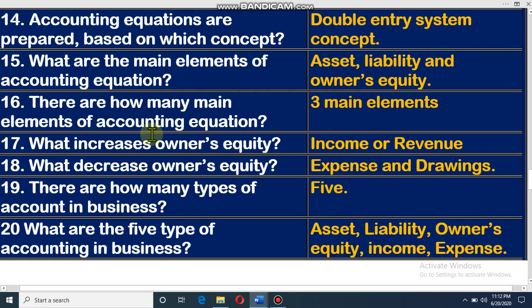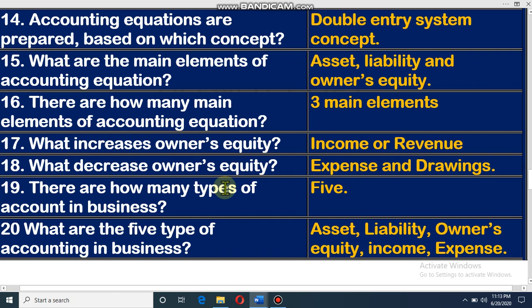Dear student, what decreases the owner's equity? Expense or drawings. Income and revenue are synonyms, but expense and drawings are not synonyms. If there is any expense, it will decrease the equity. If there are drawings, that means the owner of the business has taken something from the business. So if there are drawings, owner's equity will decrease. If there is expense, owner's equity will also decrease.